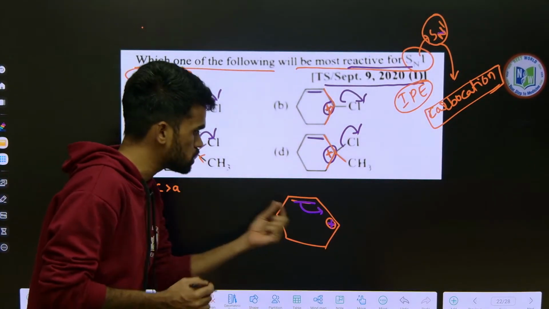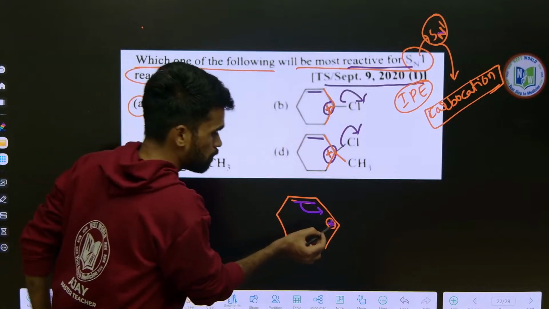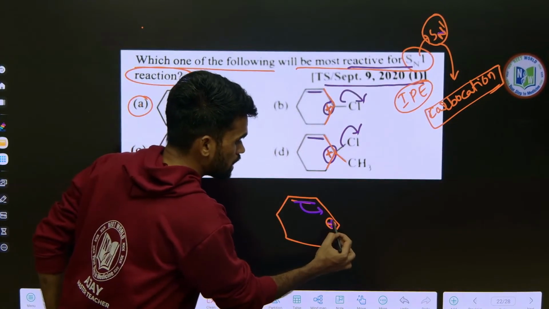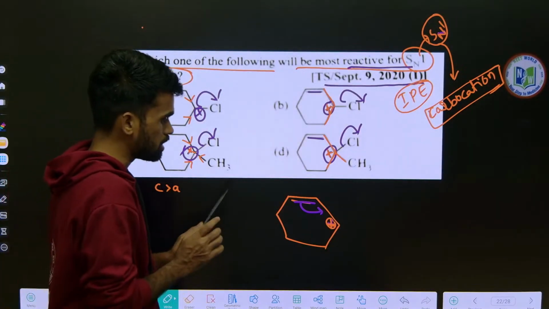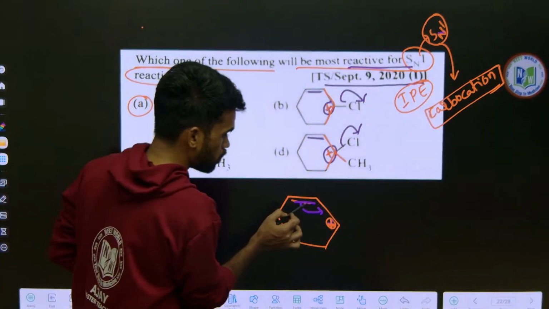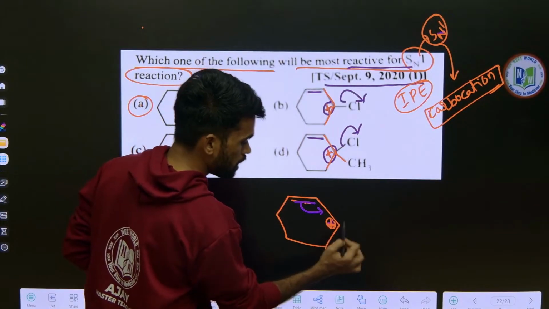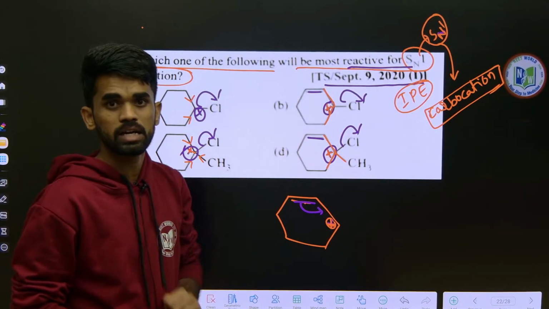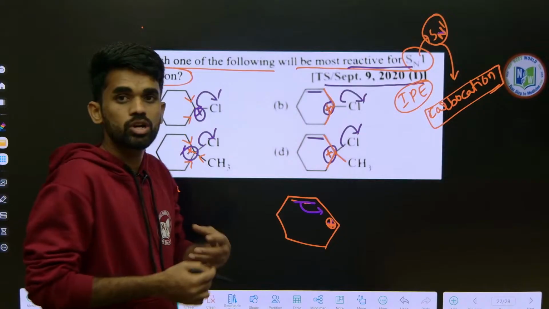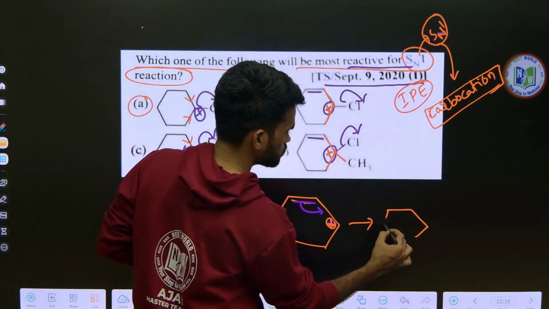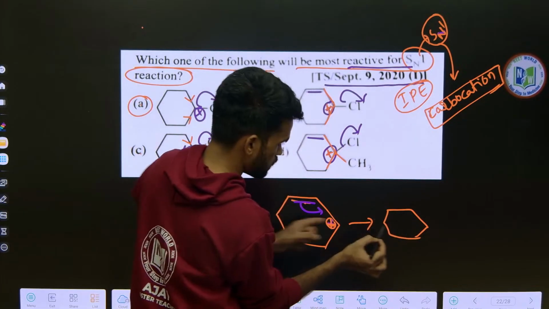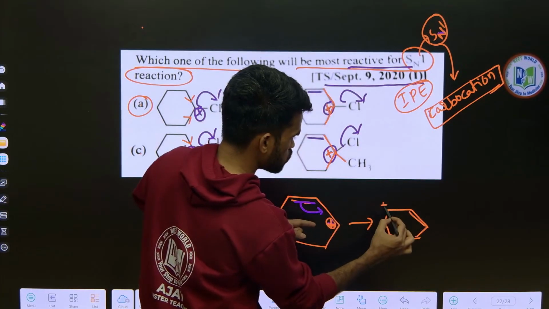This conjugation is possible when a pi bond and a vacant orbital, like a carbocation, are at alternate positions. See, are they alternate or not? A pi bond, a sigma bond and a positive charge. That is what we call the alternate position, or conjugative position. Then it will be stabilized like this. So this pi bond comes here and the positive charge moves onto this carbon.